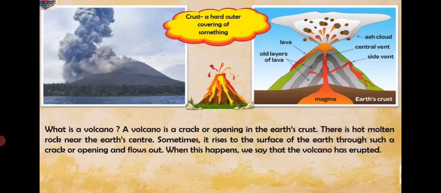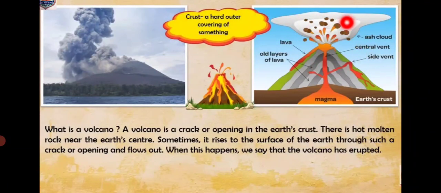As we have discussed, a volcano is a crack or opening in the earth's crust. The hot molten rock is near the earth's center, and sometimes it rises to the surface of the earth. As you can see here in the picture, this is the earth, and the hot molten rock rises, you can see the crack opening, and it flows out. Erupted means it comes out, bursts out suddenly.